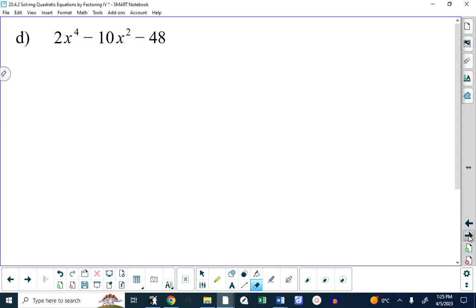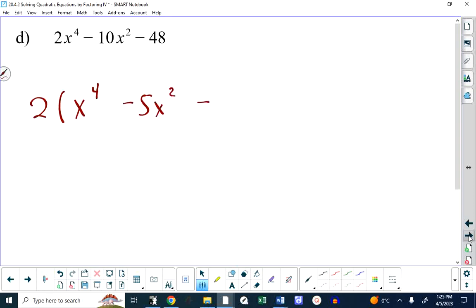Well, there's a common factor of 2. Let's take the 2 out. And leave x to the 4 minus 5x squared minus 24. How's my arithmetic there? Think it's okay? Is the exponent on the variable in the first term even? Is x raised to an even number? Yeah. In the middle term, is x raised to half of the exponent in the first? Yes. And in the last term, are there 0 x's? Yes. That means it's quadratic.